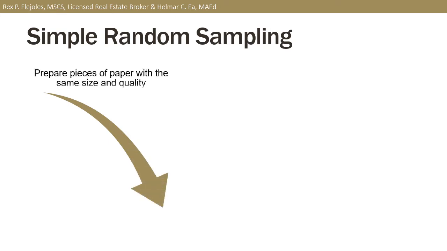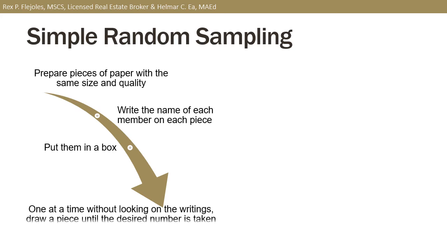On simple random, with this technique, each member has equal chance to be selected. Hence, it requires a list of all the members of a population. The method employed is similar to lottery draws. The process may include the following. First, prepare pieces of paper with the same size and quality. Second, write the name of each member on each piece. Third, put them in a box. And fourth, one at a time, without looking on the writings, draw a piece until the desired number is taken.